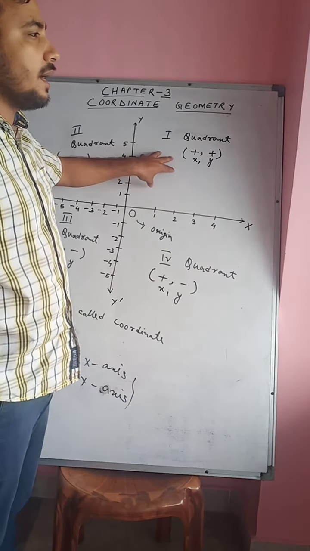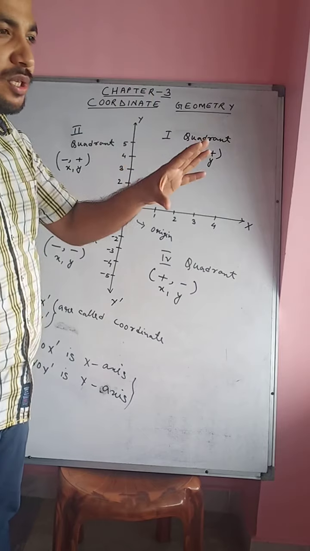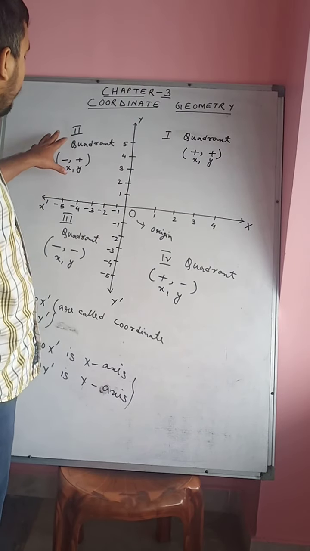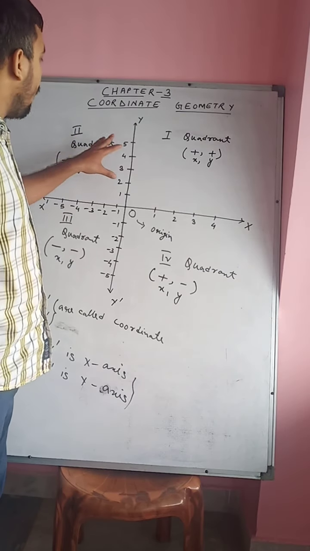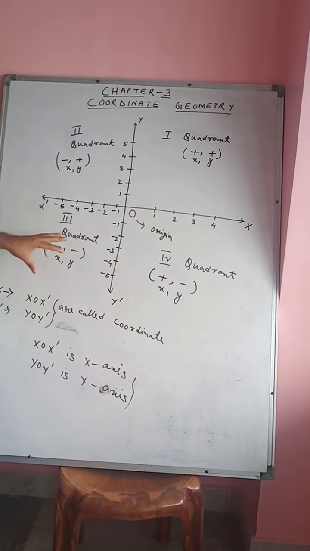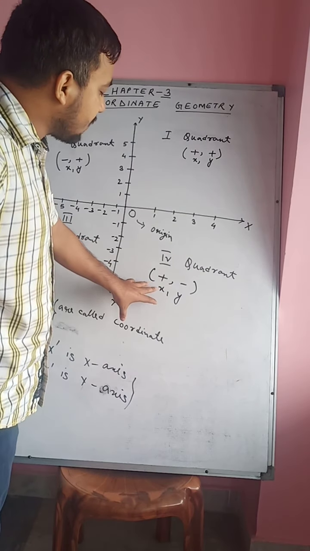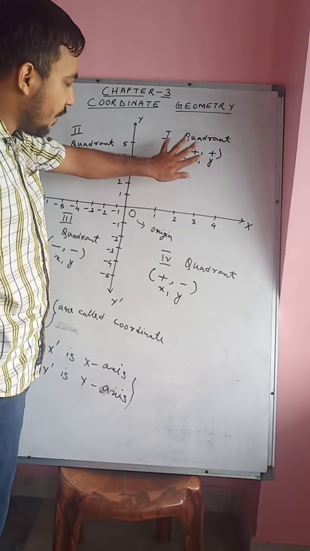In the first quadrant, both the x and y coordinates can take only positive values. That's a plus. In the second quadrant, the value of x will be negative, and y will take only positive values. In the third quadrant, both x and y will take negative values. And in the fourth quadrant, the value of x should be positive and y should be negative. So this is all about the quadrants.